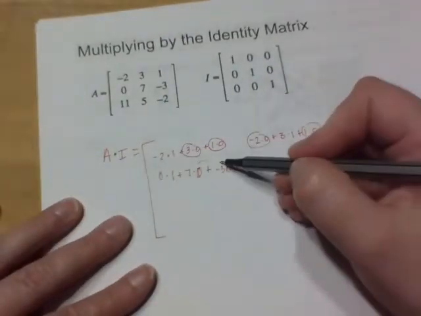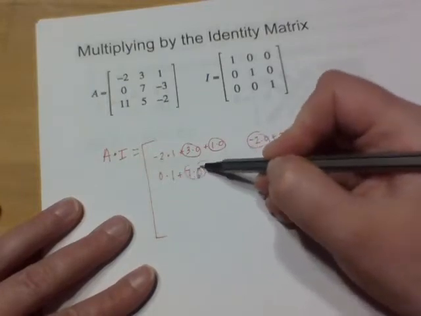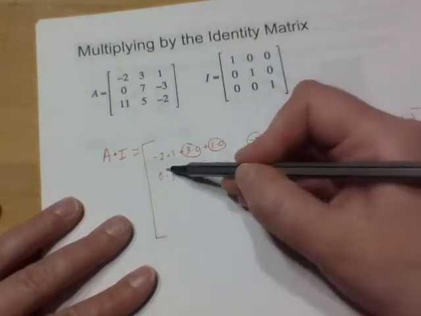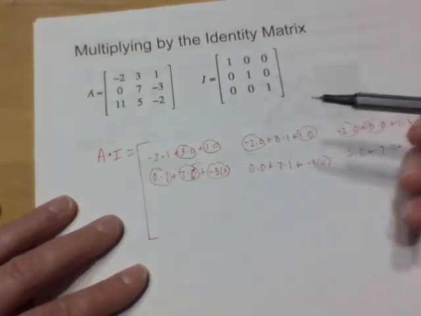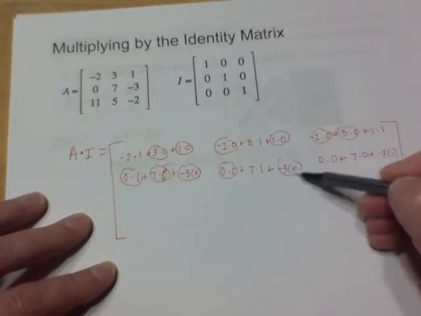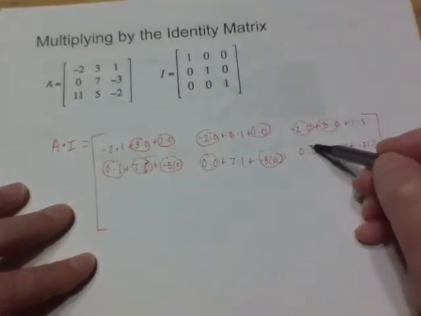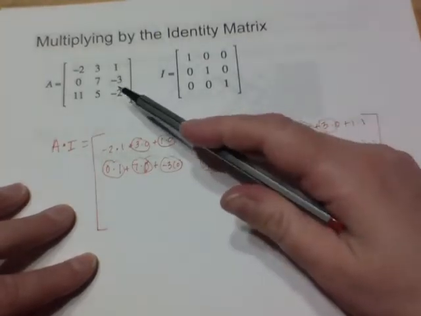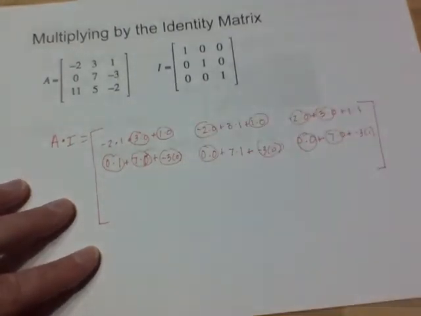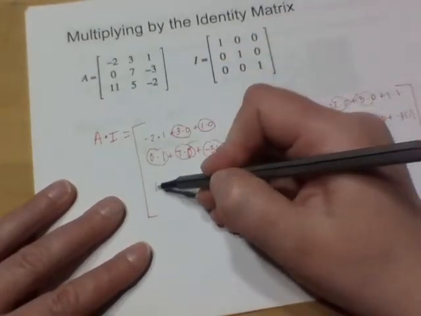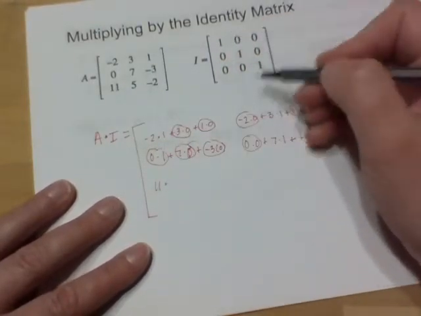And again, this becomes 0, this becomes 0, and this becomes 0, which is lovely because it was supposed to be a 0 anyway to begin with. This one will cancel here and leave us with a 7, and this cancels here and leaves us with a negative 3 again, which is what the original matrix has.